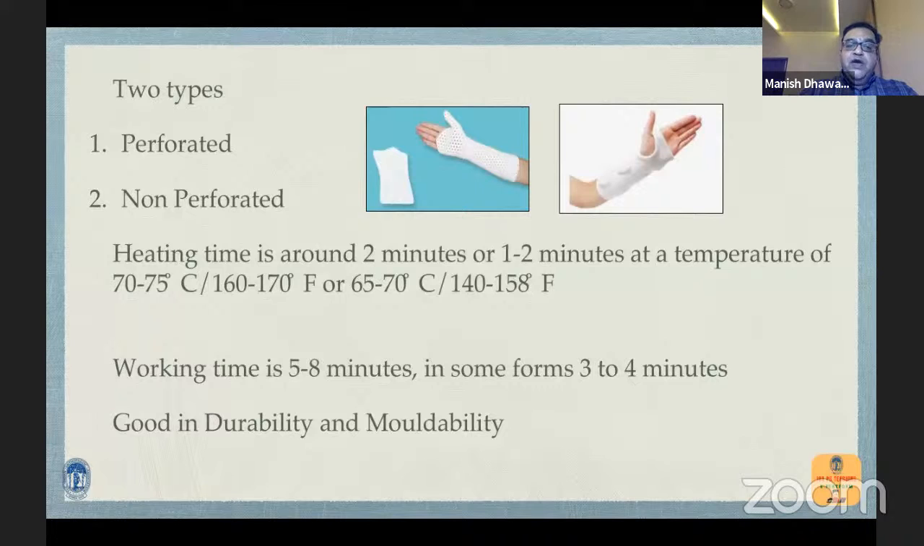Working time is 5 to 8 minutes. In some forms, it is 3 to 4 minutes. It is good in durability and moldability. So you can make it custom made.